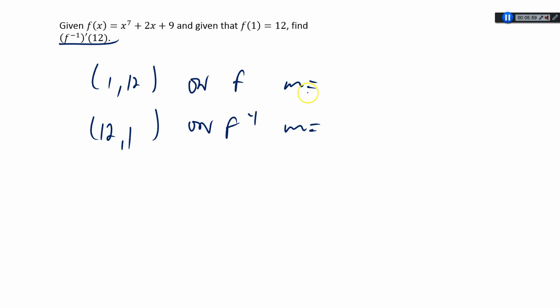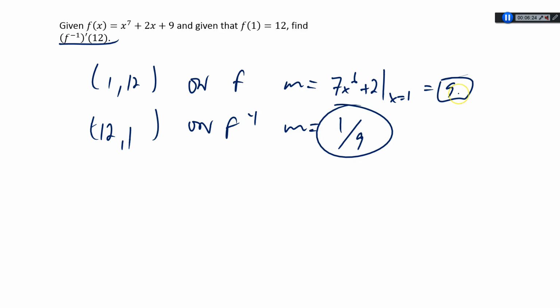So the slope here is going to be the derivative, which is 7x to the 6th plus 2, evaluated at x equals 1. Because we're plugging 1 into this derivative. This is the f function itself. We always plug the x-coordinate into the derivative. So that's going to be 7 plus 2, which is 9. Which means the derivative at 12 for the inverse function is 1/9. That's all you have to do.